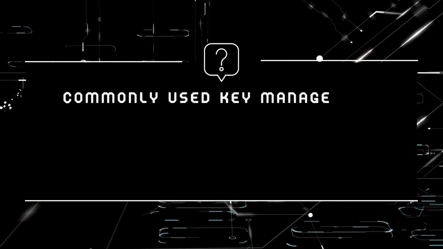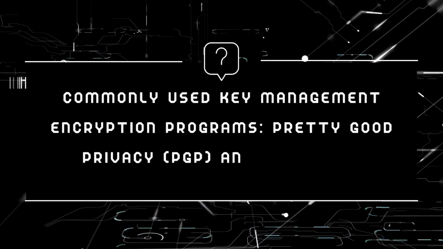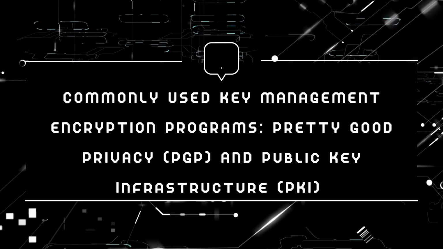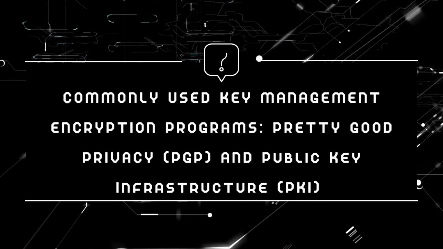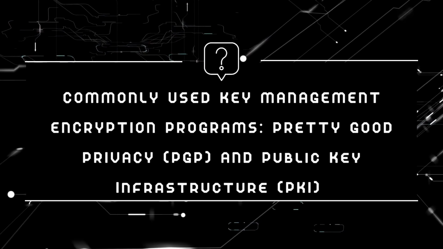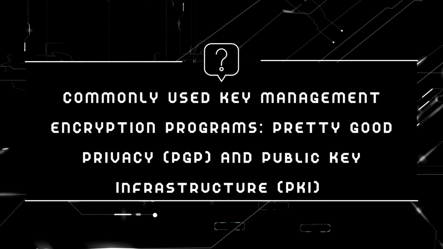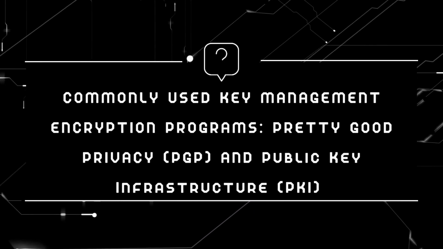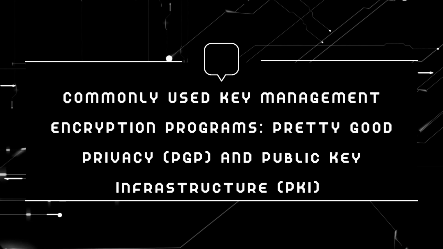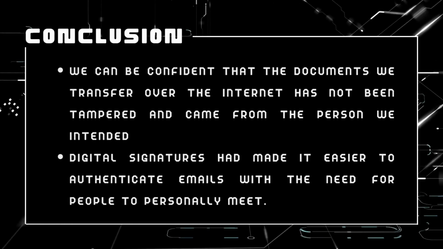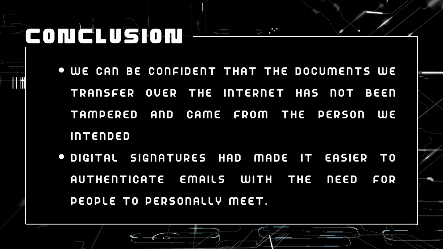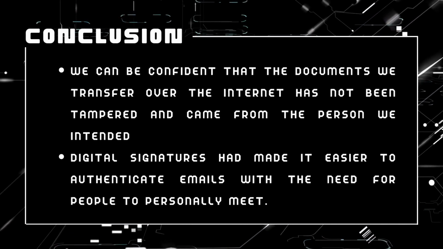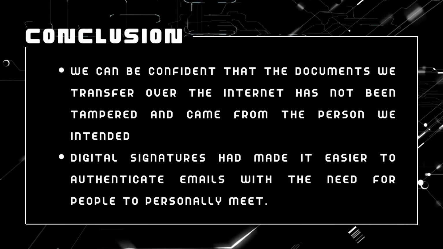Before I go, I'd want to point out that there are currently two widely used key management encryption programs for data signatures. The first is PGP, which stands for Pretty Good Privacy, and the second is PKI, which stands for Public Key Infrastructure. They differ on the way they authenticate the sender of the public key. PGP makes use of the Web of Trust model, whereas PKI makes use of certificate authorities. Thanks to digital signatures, we can now be confident that the documents we transfer over the internet have not been tampered and came from the person we intended.